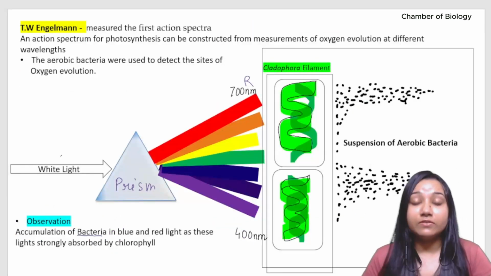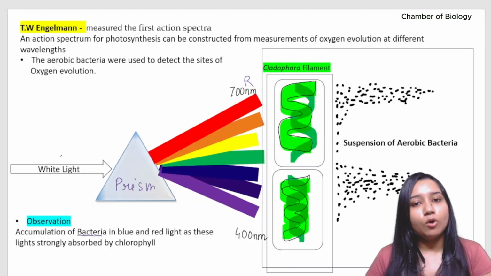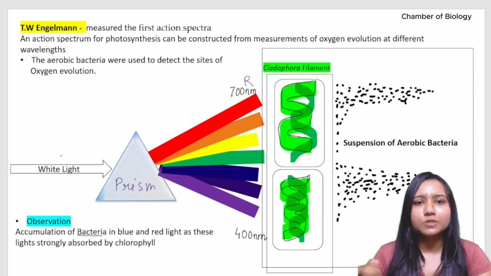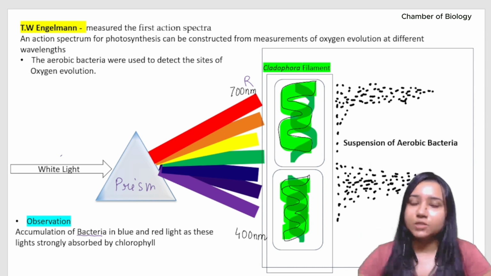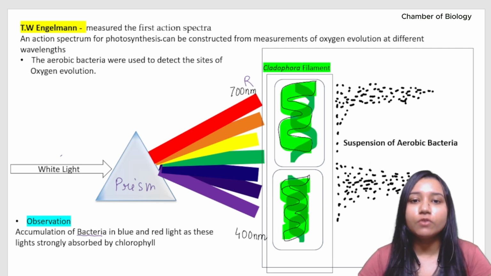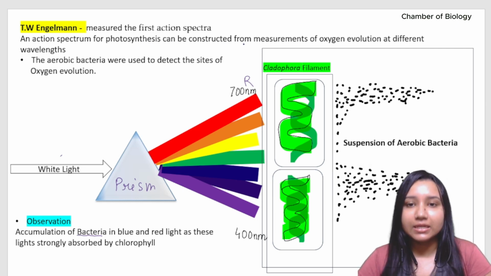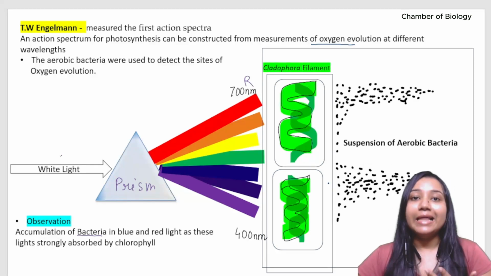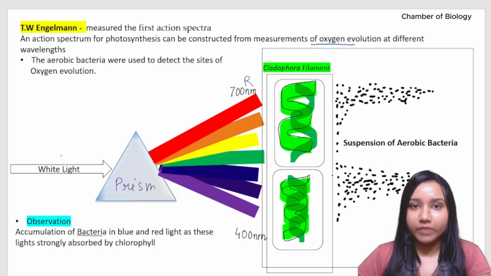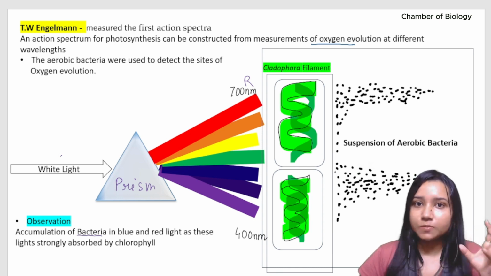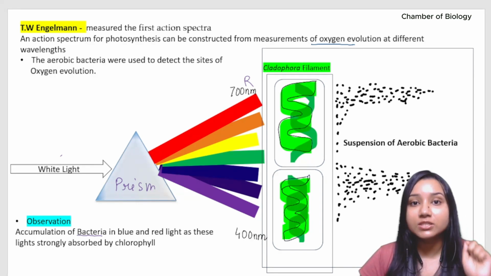Now, there was T.W. Engelmann. He also measured the first action spectrum. And what is this action spectrum? So, action spectrum is for photosynthesis and it is constructed for the measurement of oxygen evolution, because we have seen that oxygen is evolved, right, during photosynthesis. But if we want to check the action spectrum, like in which wavelength of light photosynthesis is happening, we have to check in which light oxygen is going to be evolved.